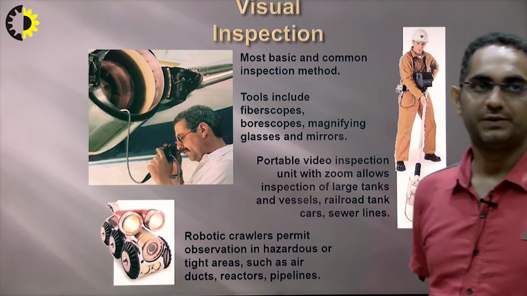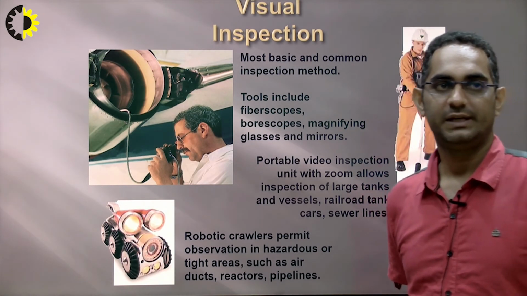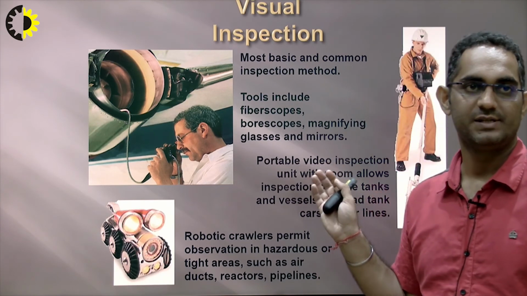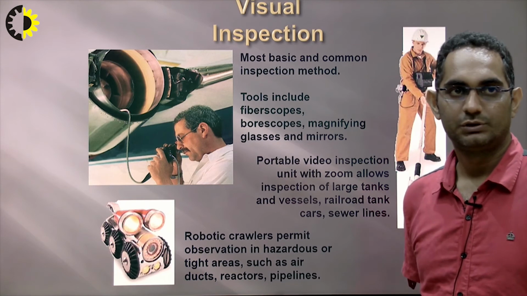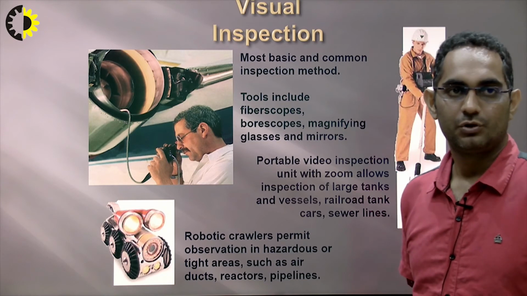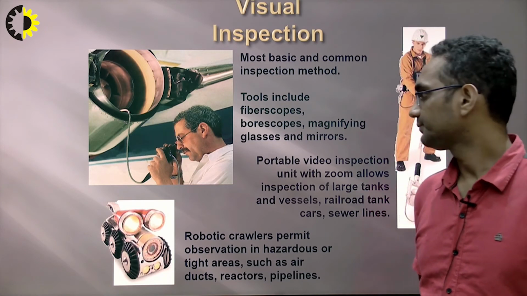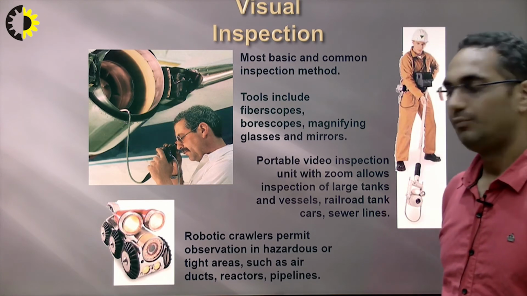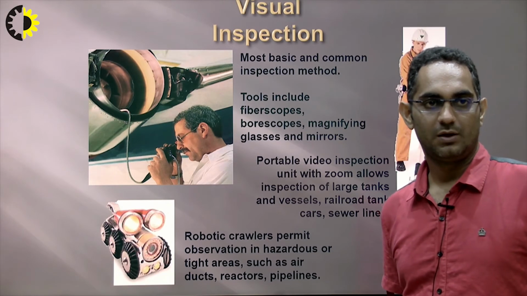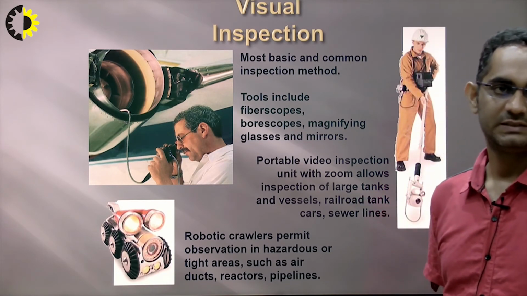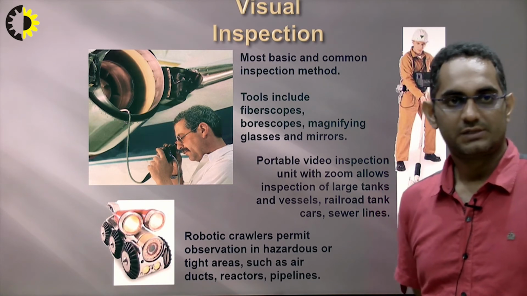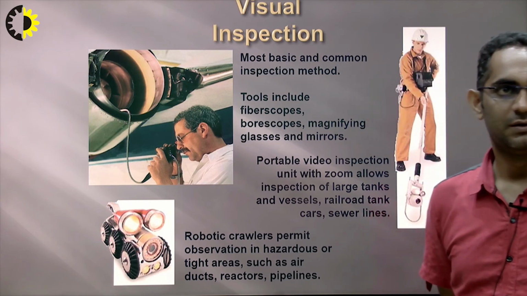Next is visual inspection. Visual inspection is the most basic and common inspection method. Tools include the fibroscope, borescope, magnifying glasses and mirrors. Then a portable video inspection unit with zoom allows the inspection of large tanks and vessels, railroad tank cars and sewer lines. These are used for visual inspection.